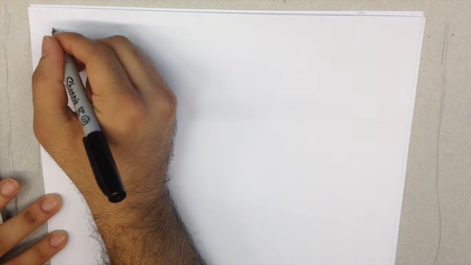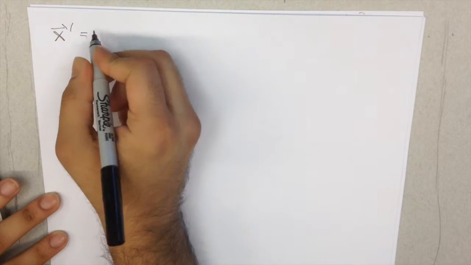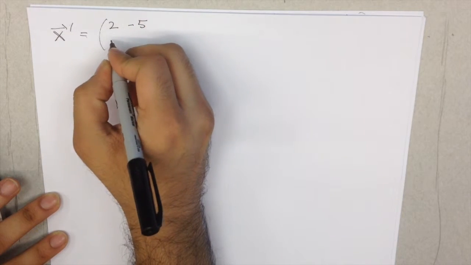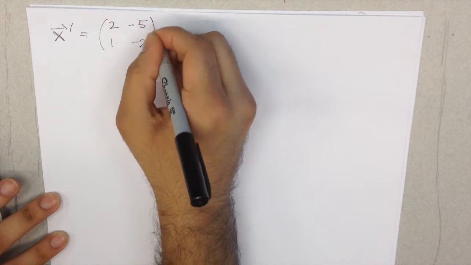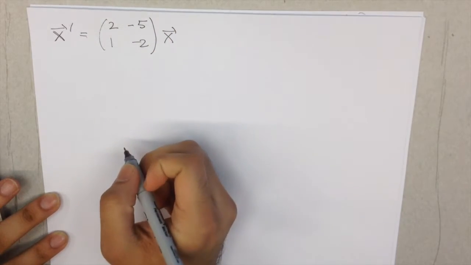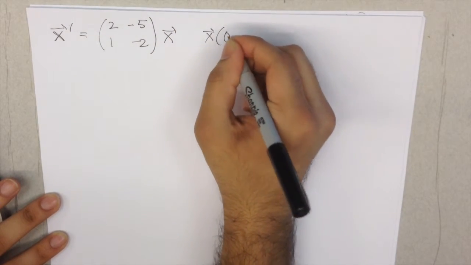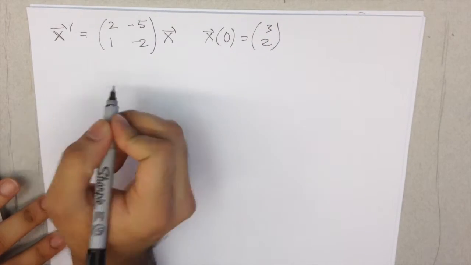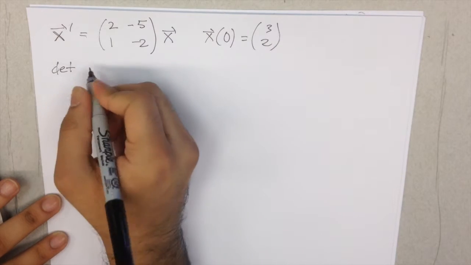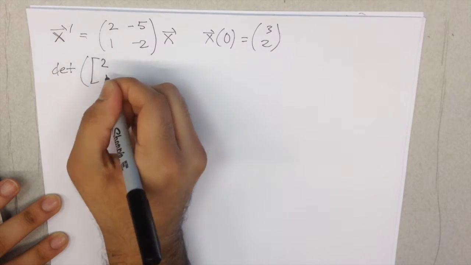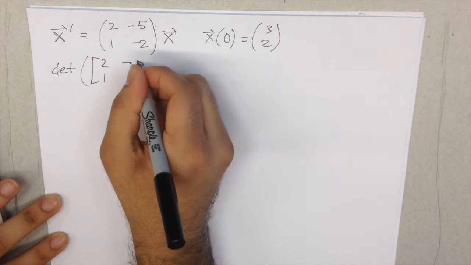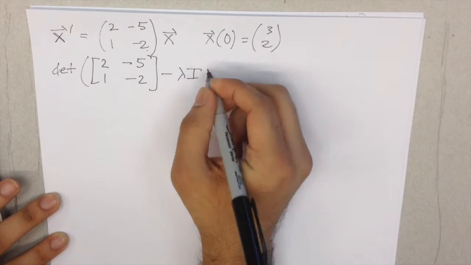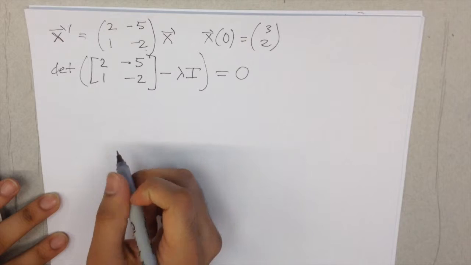So for our second problem, we have x prime is equal to the matrix 2, -5, 1, -2 times x. Our initial condition is given as x of 0 is 3, 2. We want to find the eigenvalues, so we say the determinant of the matrix 2, 1, -5, -2 minus lambda I is equal to 0.